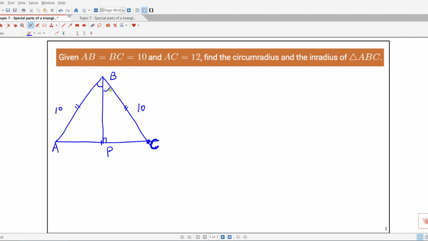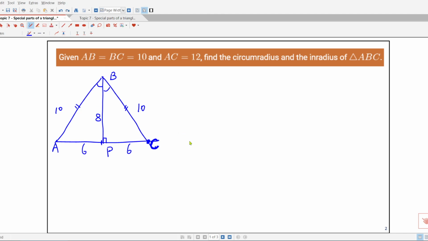Also, this angle equals this angle here. So AP should equal 6. PC is also 6, right? Since triangle BPA is right, according to the Pythagorean theorem, it's very easy to find BP is 8.